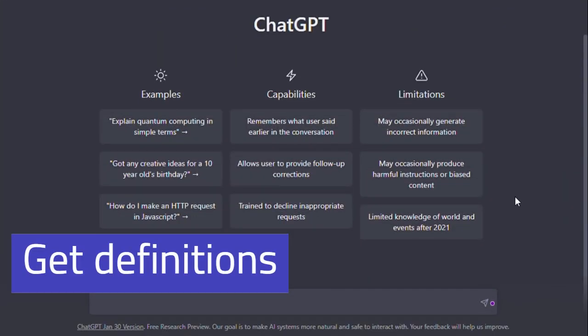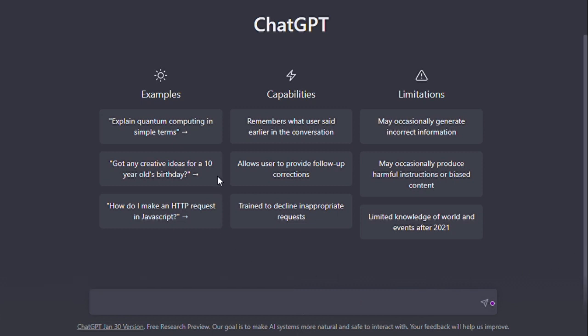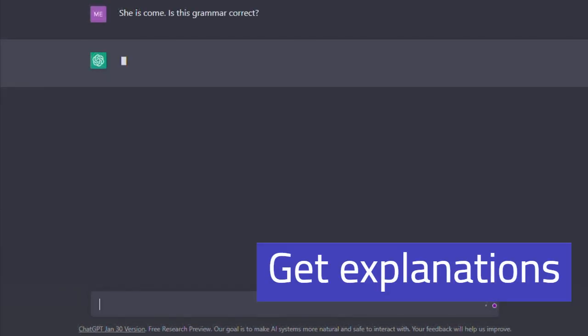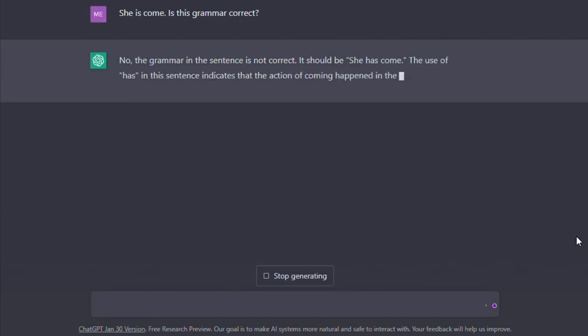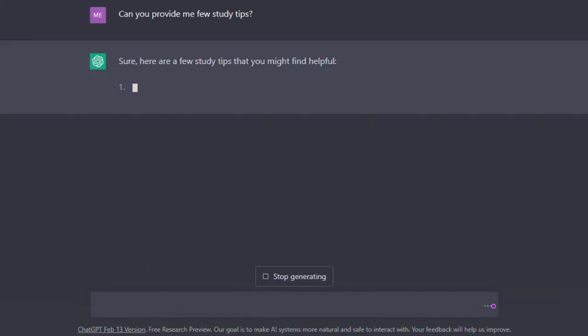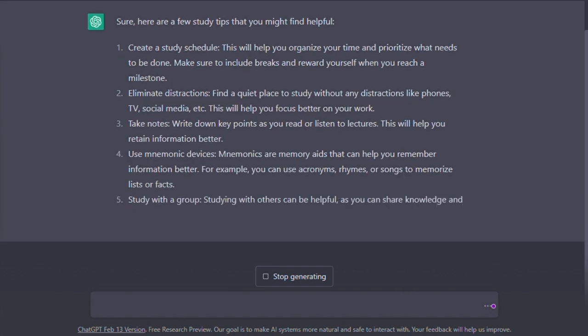Get definitions. ChatGPT can provide definitions of words and concepts that you may be unfamiliar with. This can help you understand a topic better and improve your vocabulary, as you see here. Get explanations. If you're struggling to understand a topic, ChatGPT can provide explanations that may be easier to understand than your textbook or lecture notes. Get study tips. ChatGPT can provide study tips and techniques that can help you learn more effectively and efficiently.